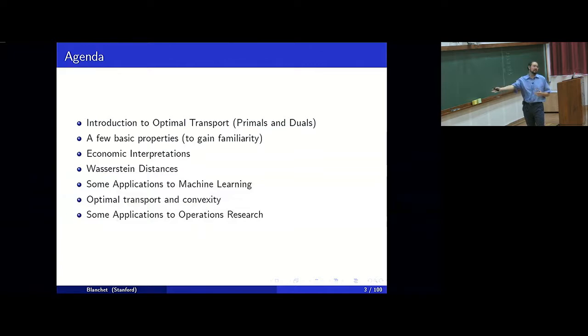Okay, so that's what's on the menu. This is what we are going to do. To do this, I'm going to start with the first bullet. So I'm going to talk about optimal transport first, and primals and duals.